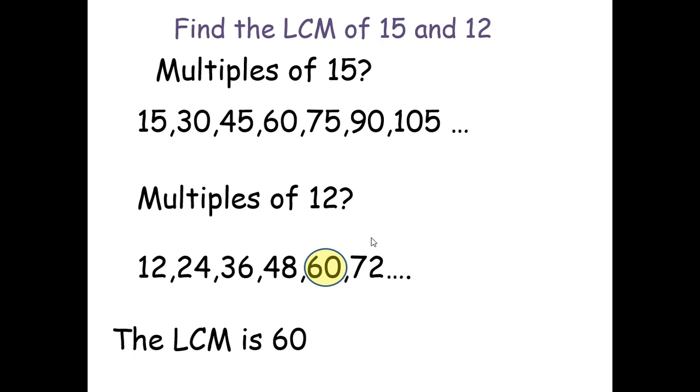In the previous example, you could just multiply 3 and 4 to get 12, and that worked. But that doesn't always work, because in this case, 15 times 12 is 180, so that's a lot bigger. The 60 is smaller. So the only real way to find the lowest common multiple is to do the list of numbers.